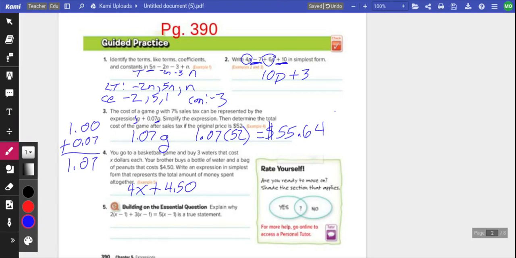All right. Building on our essential questions. Explain why 2X minus 2 times the difference of X and 1 plus 3 times the difference of X and 1 equals still our 5 times X minus 1. Well, if I had to draw this out, how many would I have? How many sets of this X minus 1 would we have in total?